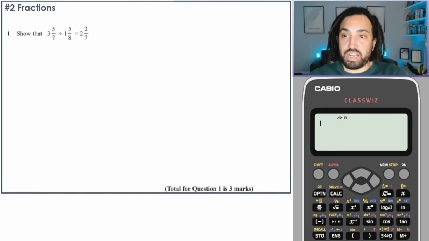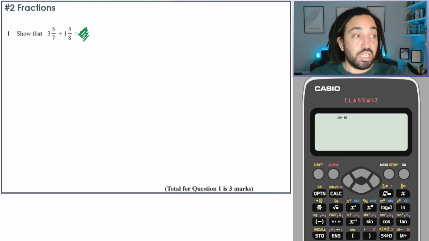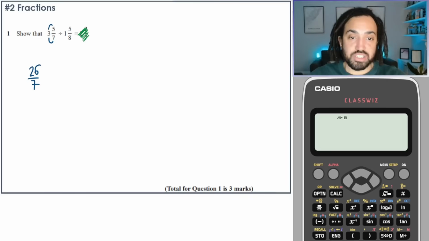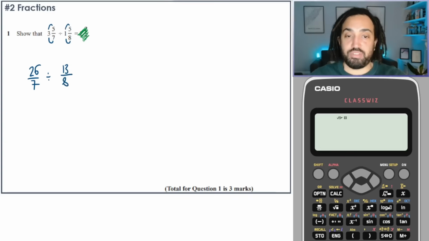Topic number 2, fractions. This is a classic type fraction, and what I recommend you do is shield that from your eyes, and just solve the question and hope that you get the right answer. So let's convert it into a top-heavy fraction. 3 times 7 is 21, and then plus the 5 makes 26. So that's how many sevenths 3 and 5/7 make. By the same logic, we do 8 times 1, and then we plus on 5. That gives you 13, and that's how many eighths we have there.